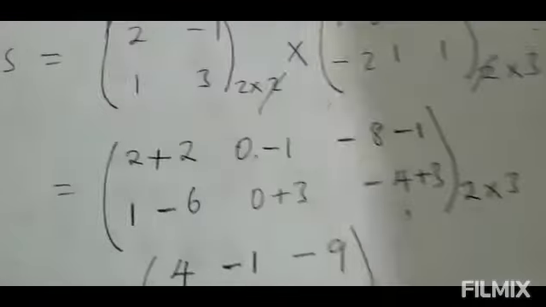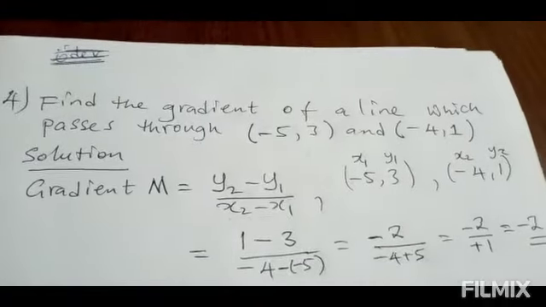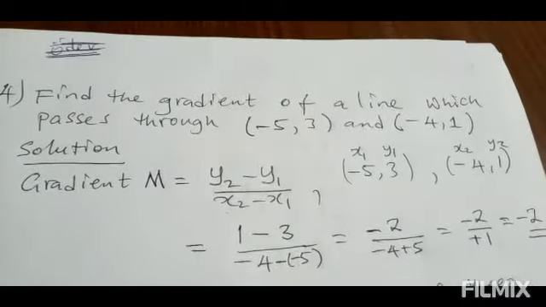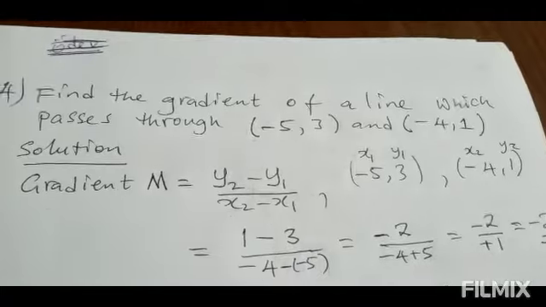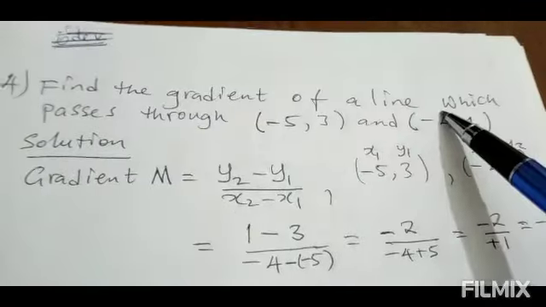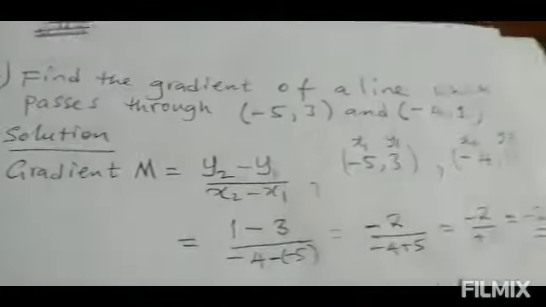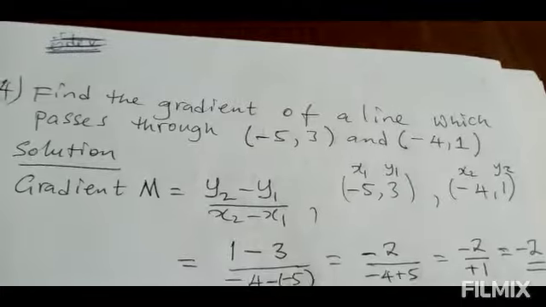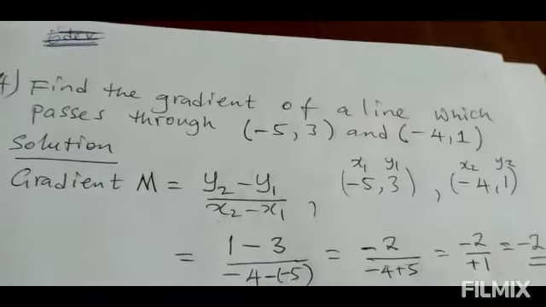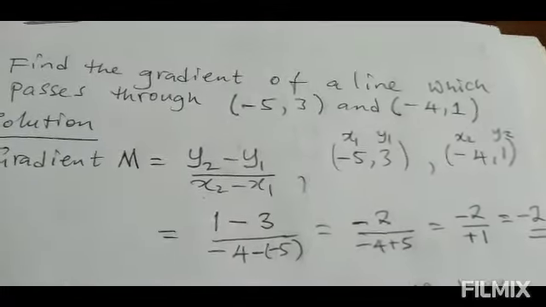Then we can go on to number 4. Find the gradient of a line which passes through minus 3, 5 and minus 4, 1. These are the points. Okay, I've already talked about the introduction to coordinate geometry in my videos. So if you want to have more information, you can watch my videos. I share them on my YouTube, and I share them here.